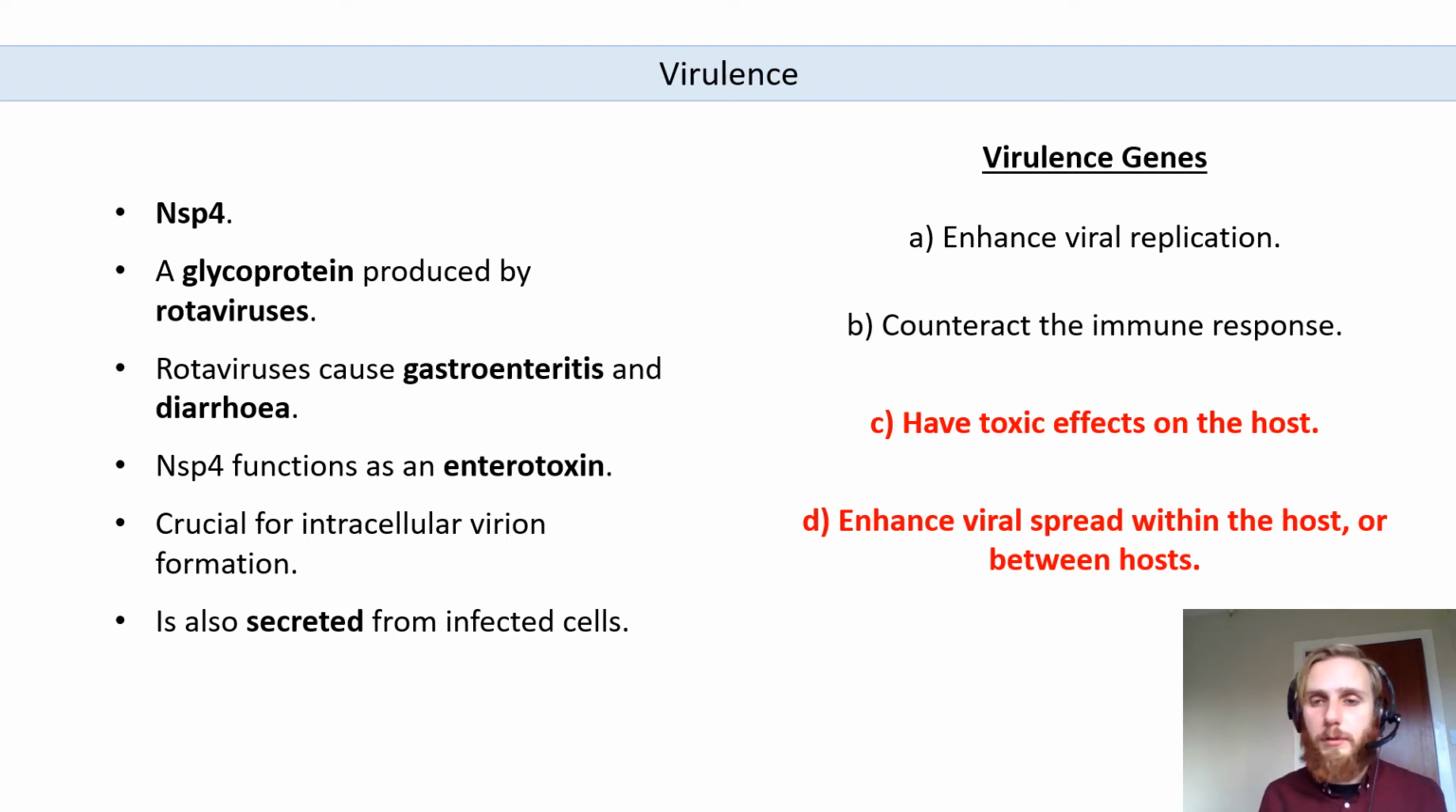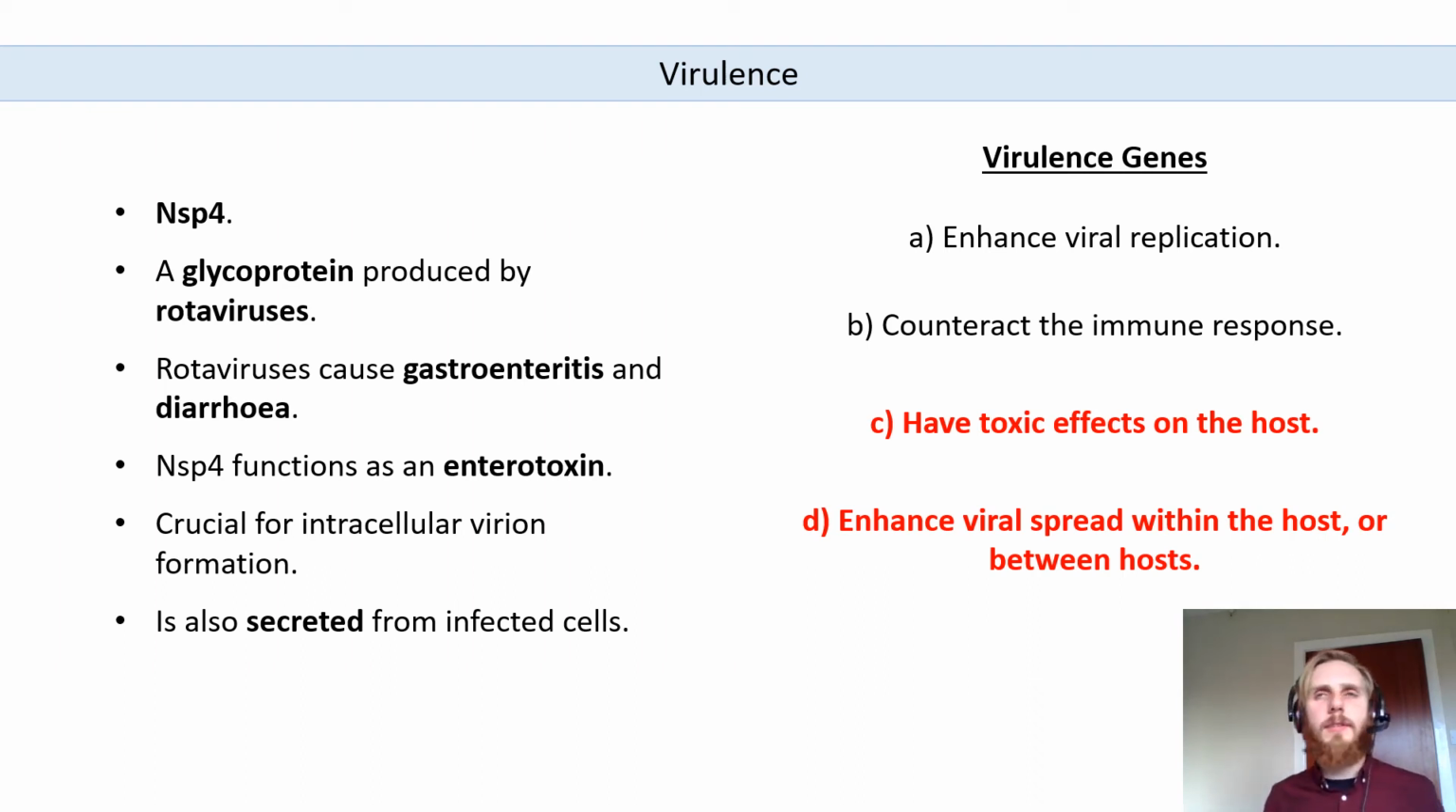NSP4 is a protein, so a toxin produced by rotaviruses. It's an enterotoxin because of where it acts. It's secreted from infected cells essentially, and it has a specific impact on the local environment. So I've identified it as having a role in having a toxic effect on the host, and also enhancing virus spread either within the host or between hosts, so to a new host.